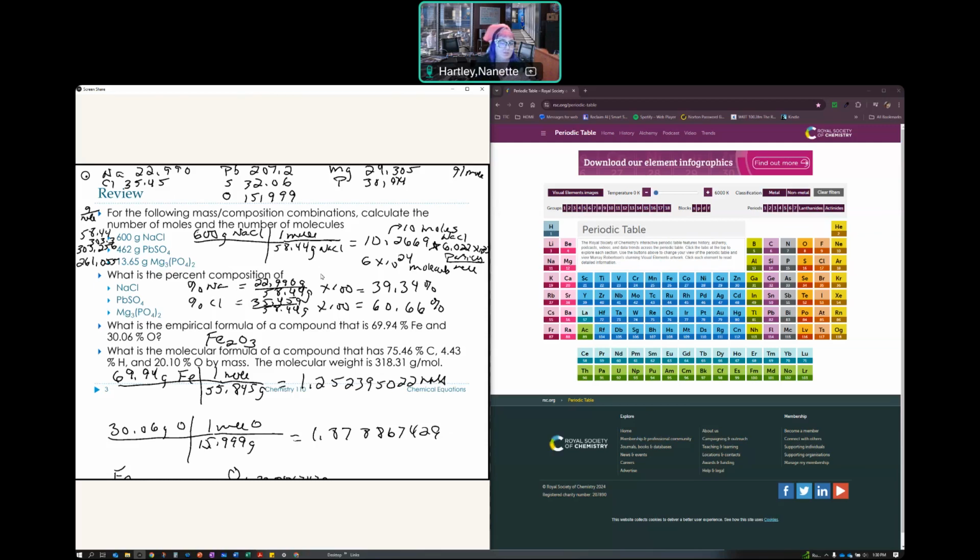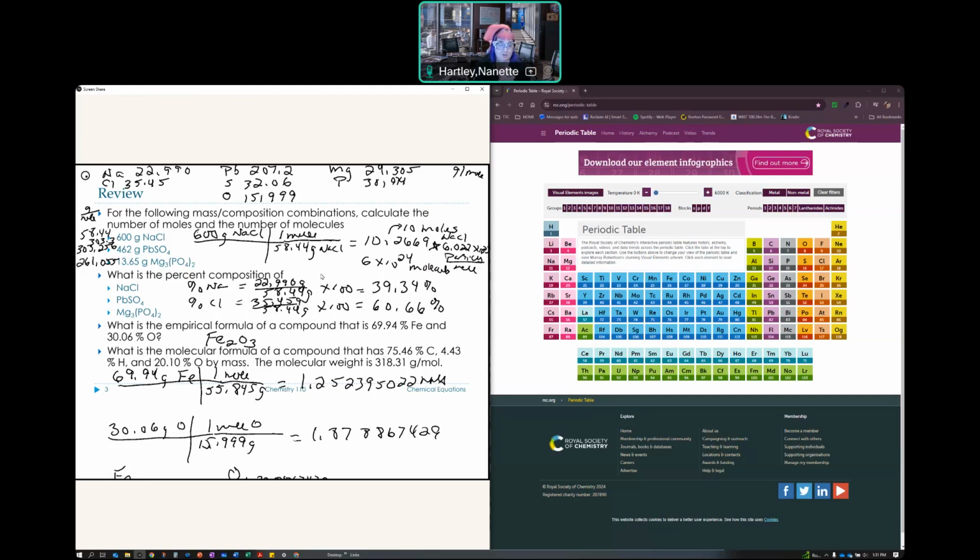You should be able to calculate the number of molecules if you're given a weight of a material or the number of moles of a material. You should also be able to go backwards. So if I tell you how many molecules you have, you should be able to tell me how many moles you have. If I tell you how many molecules you have, you should be able to tell me what the mass of that sample is.